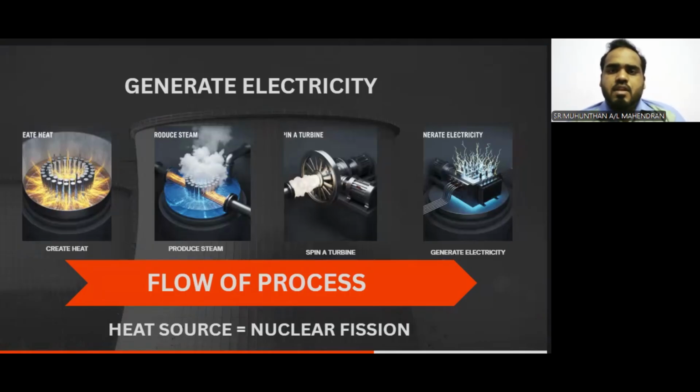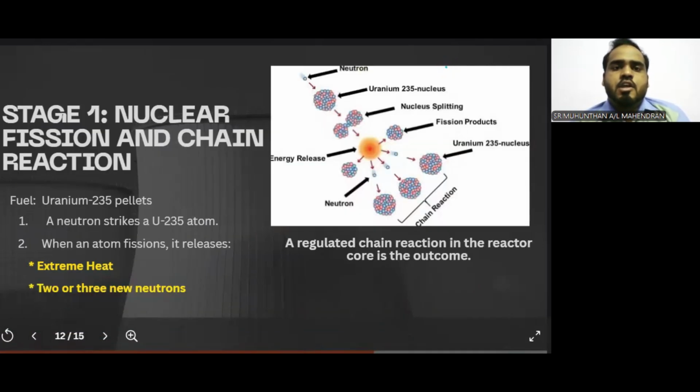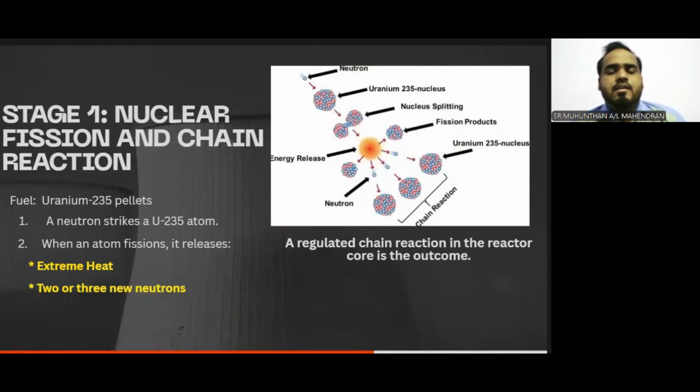The key difference with nuclear power is the heat source. Instead of burning fossil fuels, we apply the massive power stored inside an atom itself through a process called nuclear fission. Let's look at this slide. The heart of the process is nuclear fission.